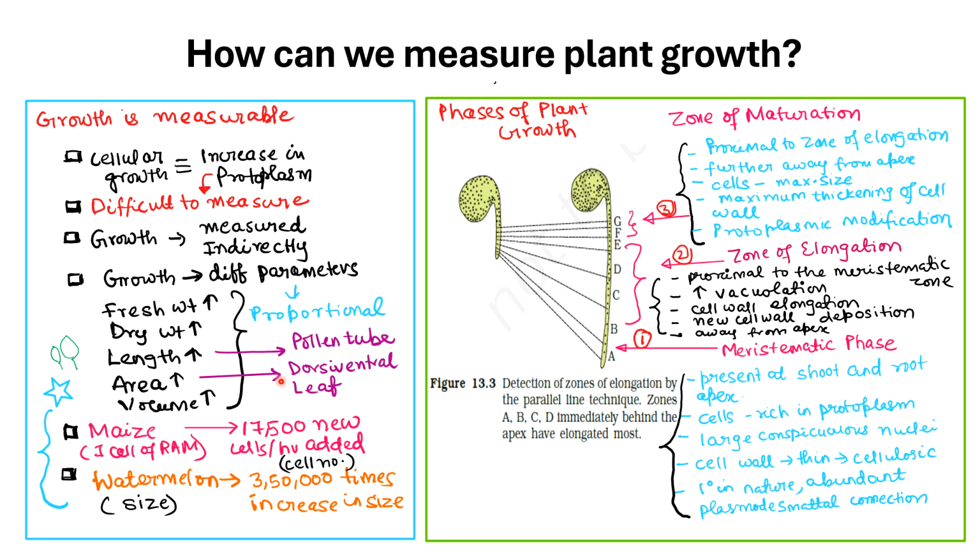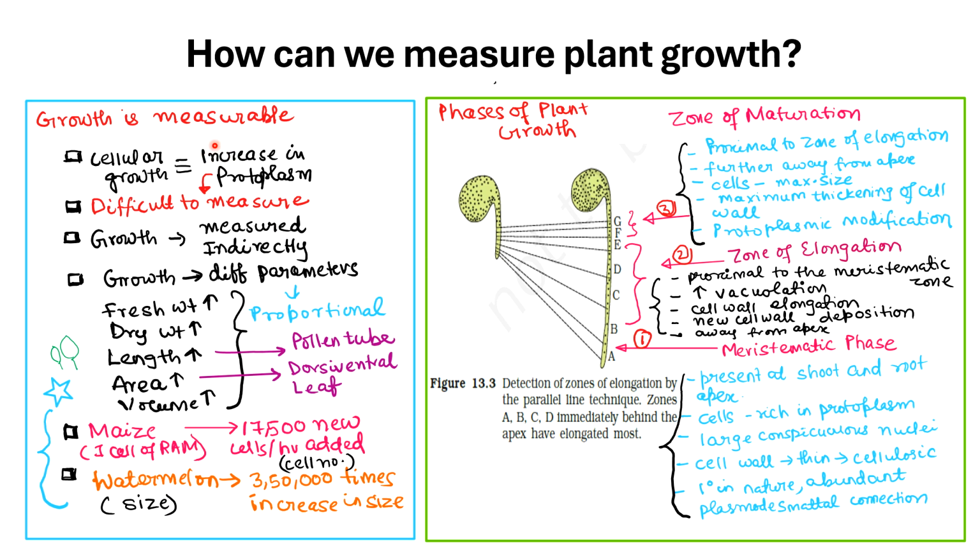So all these different parameters, fresh weight, dry weight, length, area, volume, cell number and size, can be taken as parameters to find out the plant growth. Is that clear?